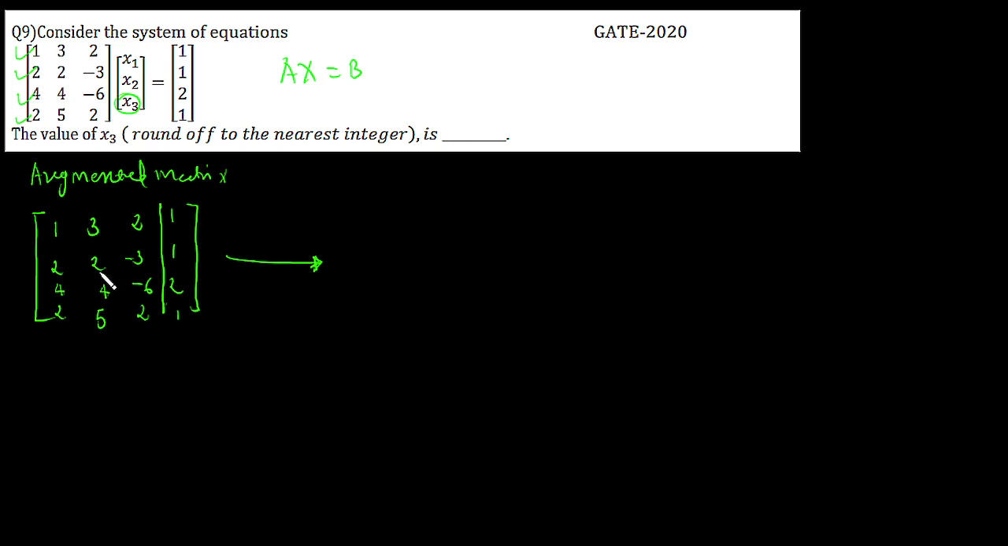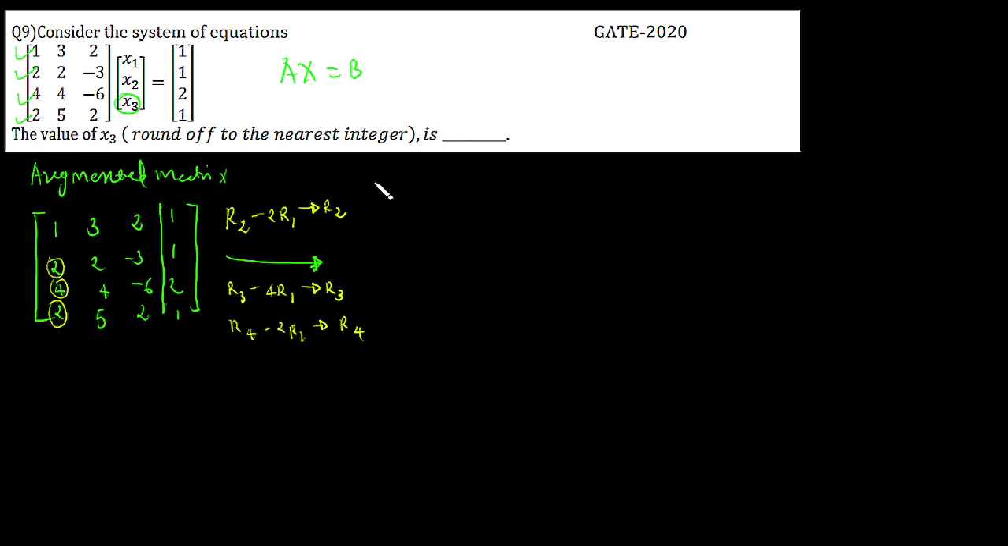So now, to reduce this matrix into echelon form, I need this entry as 0, this also as 0, and this entry also 0. So simply, let's subtract 2 times the first row from the second row, 4 times from the third row, and again 2 times from the fourth row. So I can say R2 minus 2 times R1 gives me the new R2. The same way R3 minus 4 times R1 gives me the new row 3, and row 4 minus 2 times row 1 gives me the new row 4.